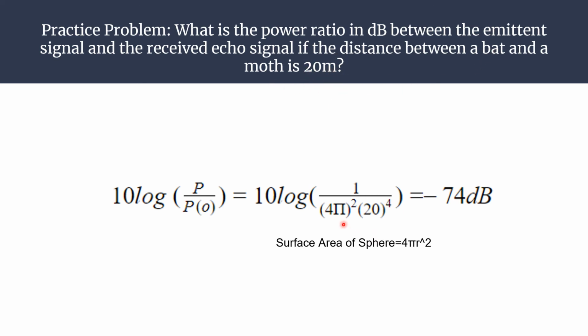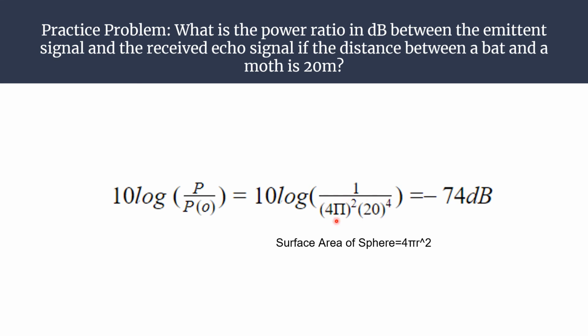The reason why it's the surface area of a sphere is because when a bat emits its pulse, the sound waves go in every direction all around the bat. They don't just go to the moth itself. So that's why we get the surface area of a sphere in our denominator.